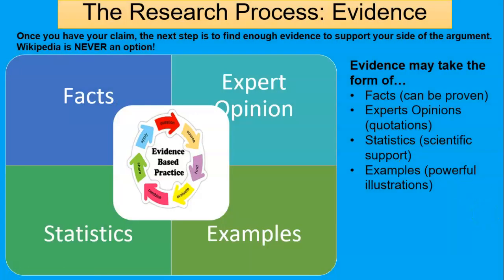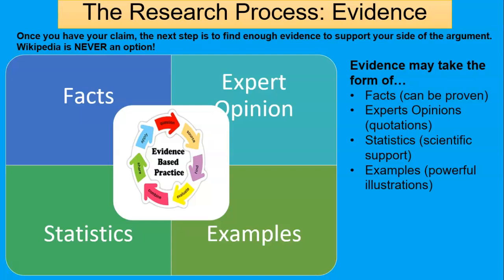As we continue to move through the research process, once you have your claim, the next step is to find evidence to support your side of the argument or to support your claim. I'm just going to say now, Wikipedia is never an option for a research paper. Wikipedia is not fact-checked. It is not necessarily even true. We don't want to use Wikipedia ever, ever, ever in a research paper.